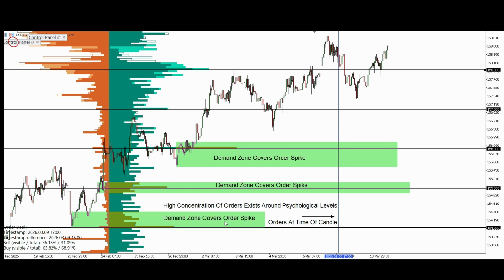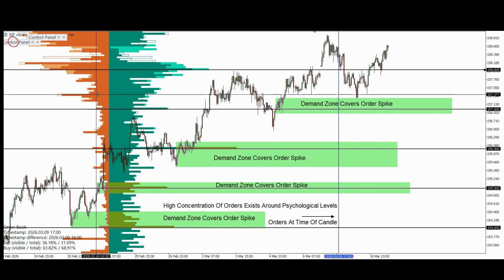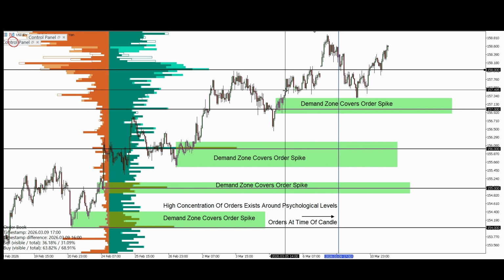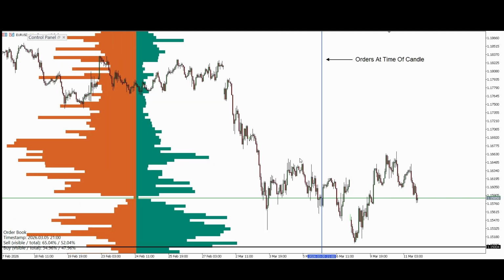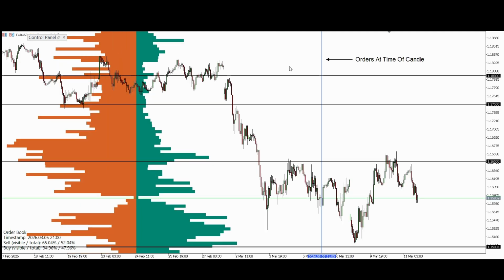And if you look at the example, you can see it clearly. Each demand zone is sitting right over a major spike in the order book. That tells me there are actual buy orders inside those zones, not just theoretical interest. That's confirmation. So instead of asking, will price react here, you're asking, are there enough orders here to cause a reaction?